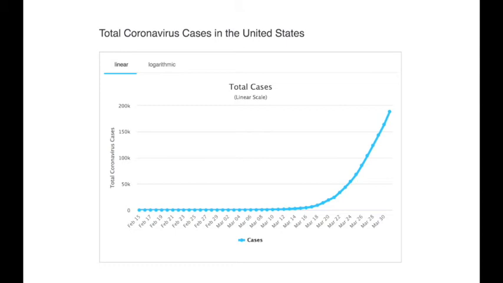So the coronavirus is now spreading and growing in an exponential way. So please flatten the curve. And what can we do to flatten the curve? Please stay home, stay away from others, 6 feet away, and wash your hands.